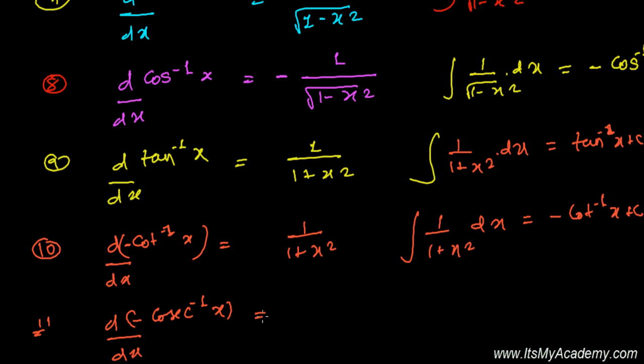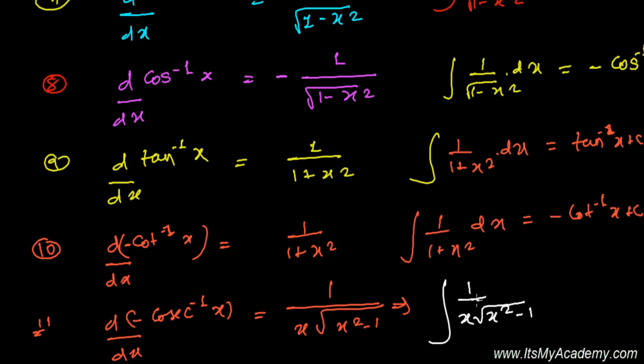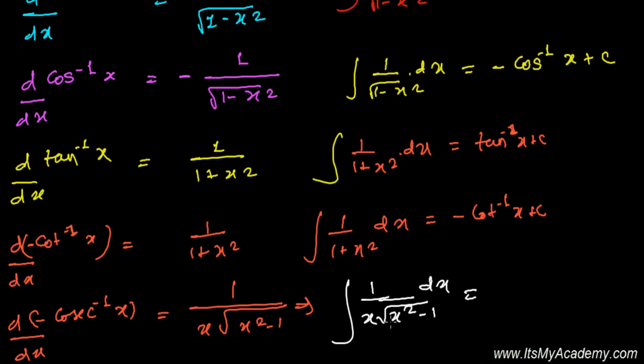And the 11th one, the derivative of minus cosec inverse of x with respect to x will be, I think you are still remembering, or not, I'm not sure, 1 over x times the root of x squared minus 1. So the formula of integration is the integral of 1 over x root x squared minus 1 dx, which equals minus cosec inverse of x plus some constant.